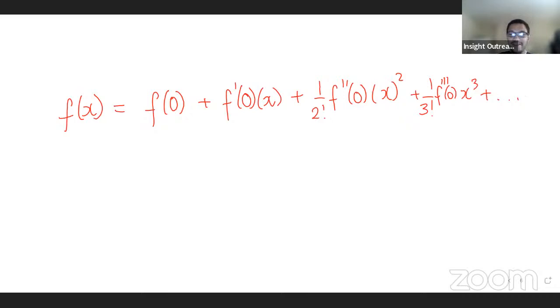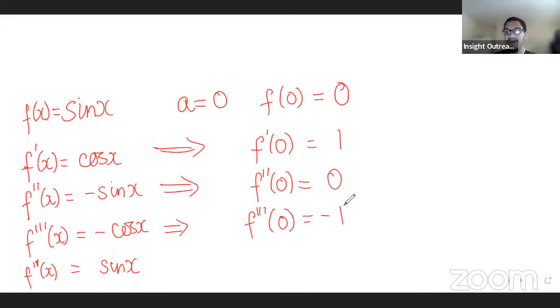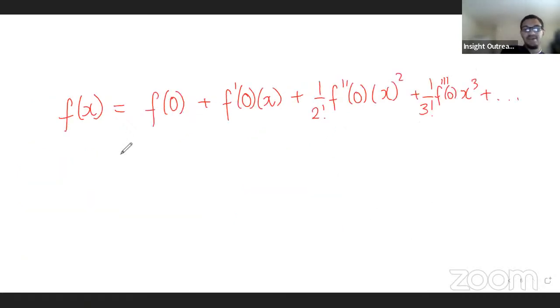Thanks everyone for putting these values in the chat. Hopefully everyone remembers, but I'll just refresh by going on to the other page. So we went 0 and then 1 and then 0 and minus 1. So 0, 1, 0, minus 1. So this is equal to 0 plus 1x, so x, plus 0, and then plus minus 1, so minus 1 over, anyone know what 3 factorial is equal to? Yep, 6. So minus 1/6 x cubed.